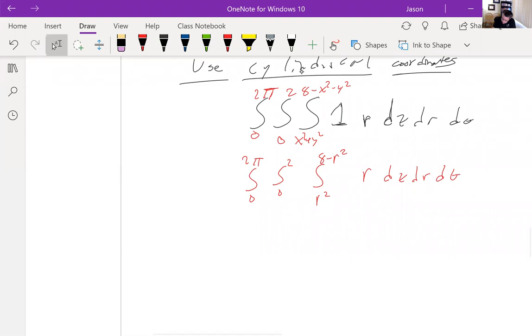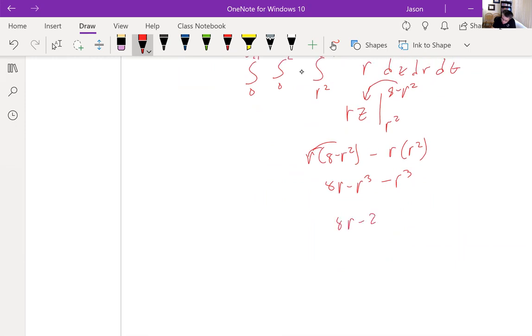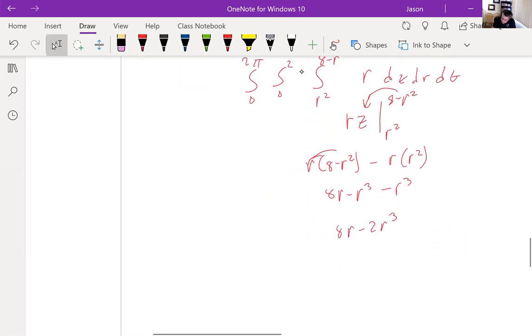So let's integrate with respect to z. That's going to be rz from r squared to 8 minus r squared. Plug this in for z. So r times 8 minus r squared minus r times r squared. When I distribute, I get 8r minus r cubed minus r cubed, so that's 8r minus 2r cubed. Now I want to integrate with respect to r, 0 to 2, and 0 to 2 pi, dr d theta.